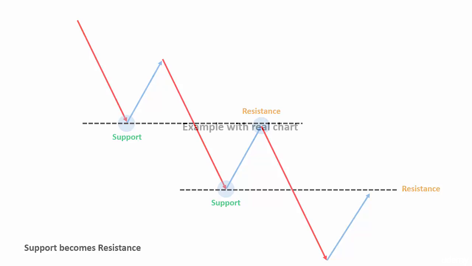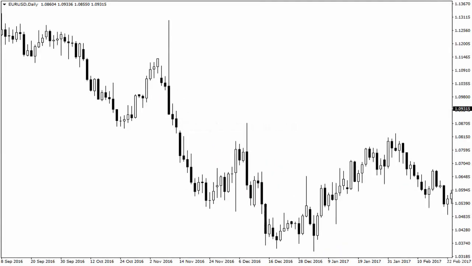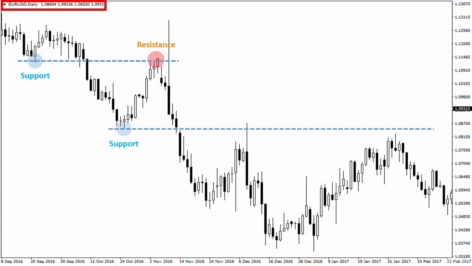Now let me give you an example of this setup using a real price action chart. As you can see, this is a day chart of Euro versus US dollar. Here you will notice that this support has acted as the resistance for the second bullish rally in this chart, and then the next bottom or support has worked as the resistance for two of the next back-to-back bullish rallies in this price action chart.